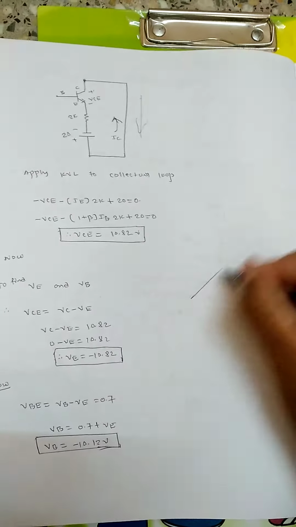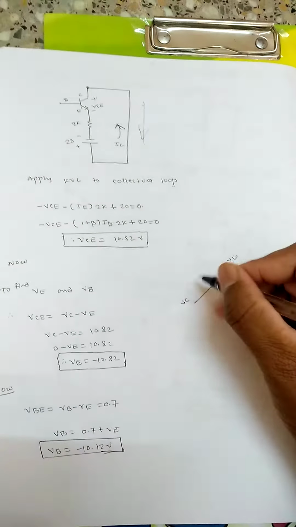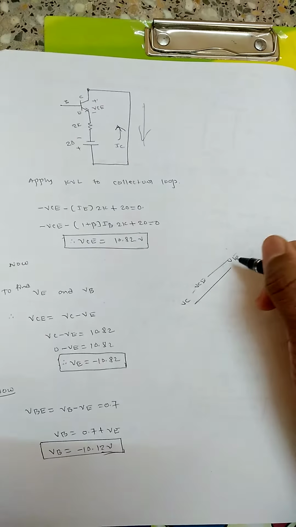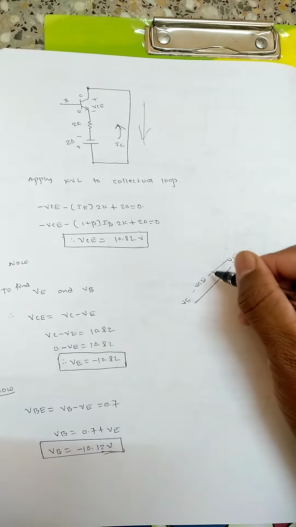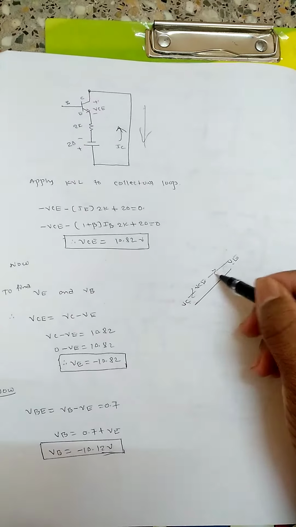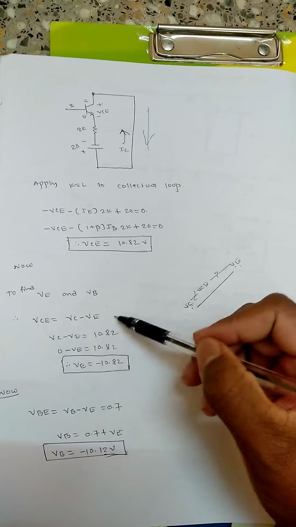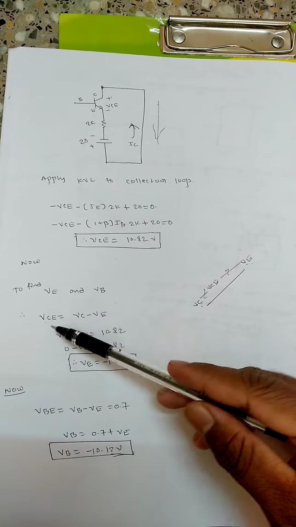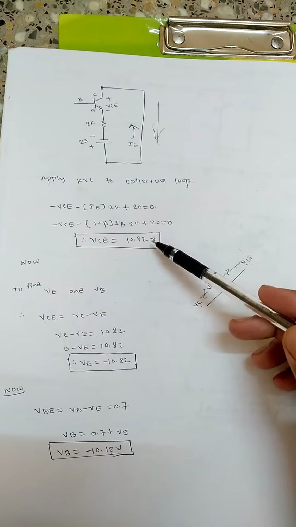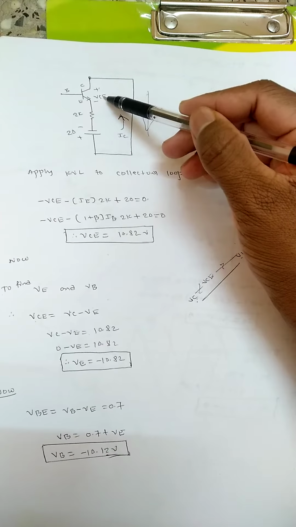So if there are 2 points VC and VE, the voltage between them will be VCE. The voltage is the difference between VC and VE, if you are moving from this end to this end. So VC minus VE will be equal to VCE. So VC minus VE equal to, VCE we have found, 10.82. So we are trying to find this voltage, right?